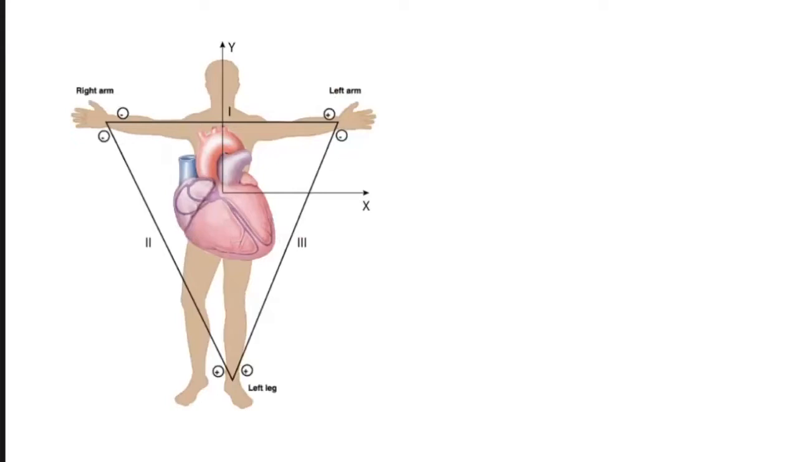So it's the left leg. So yeah, you put electrodes on each one, you create a positive end and a negative end. And then you can look at which direction the electrical activity is occurring, and that will help you define what your ECG looks like.